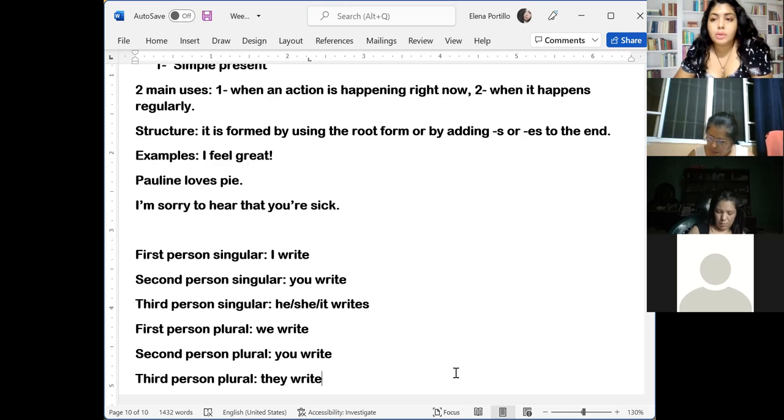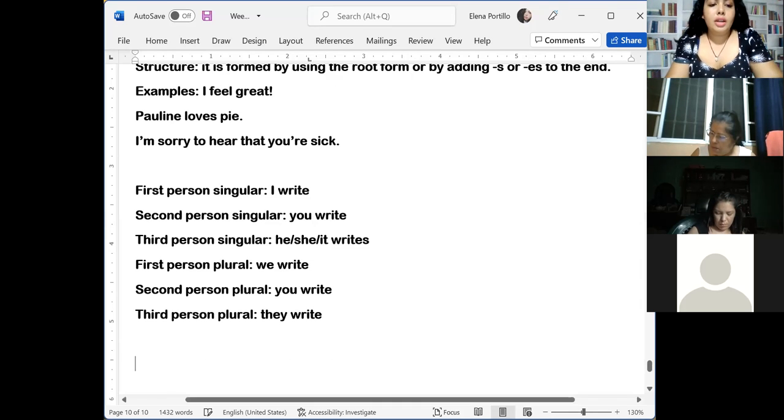And how to ask a question? This is very simple. The formula for asking a question in the simple present is do or does, plus the subject, plus the root form of the verb. Do you know how to bake a pie? How much does Pauline love pie? So in this case, we have the structure for the negative and for the questions. That is very simple.